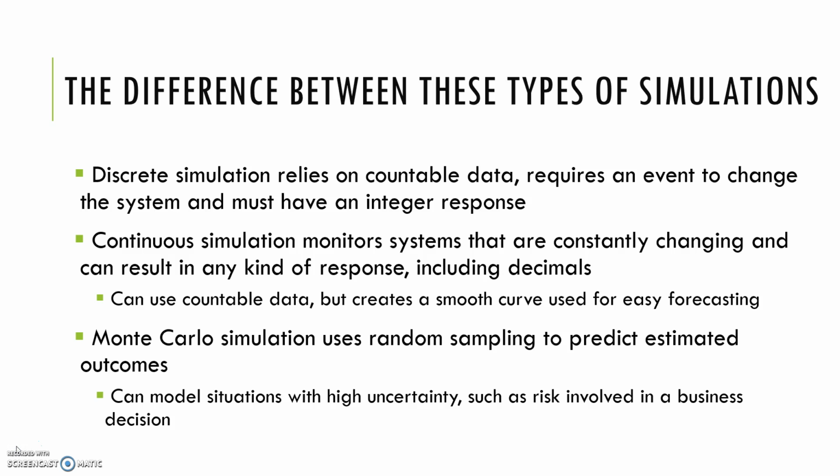So real quick, we're just going to talk about some of the differences between these simulations. Discrete simulation relies on countable data, requires an event to change the system, and has to have a whole number response. Continuous doesn't have to have an event that causes any kind of change because the system is just naturally constantly changing and being monitored by the model. It can result in any kind of response, including decimal places. It can use countable data, but in the end it creates a smooth curve that's easy for forecasting and predicting.